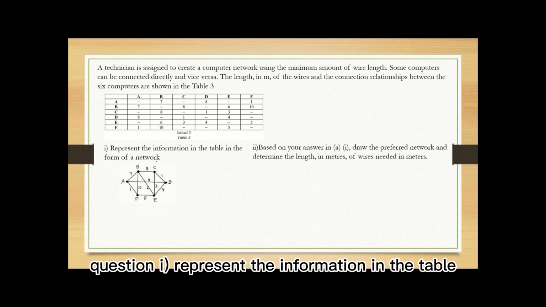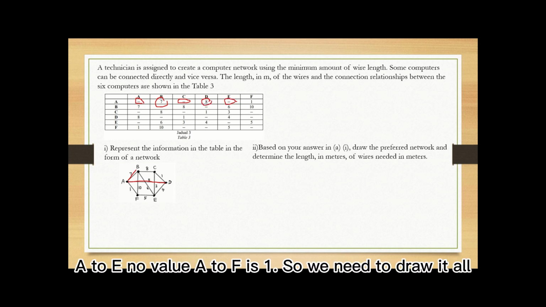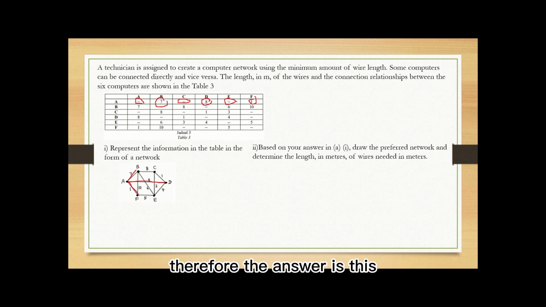Question 1. Represent the information in the table in the form of a network. A to A no value, A to B is 7, A to C no value, A to D is 8, A to E no value, A to F is 1. We need to draw it all. Therefore, the answer is this.